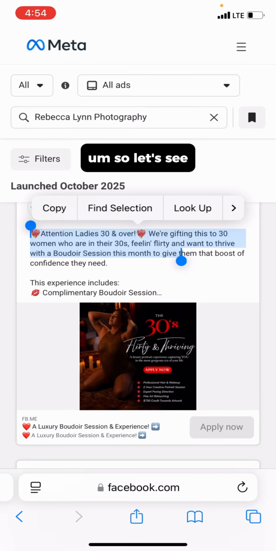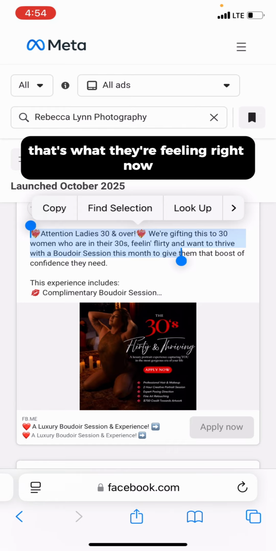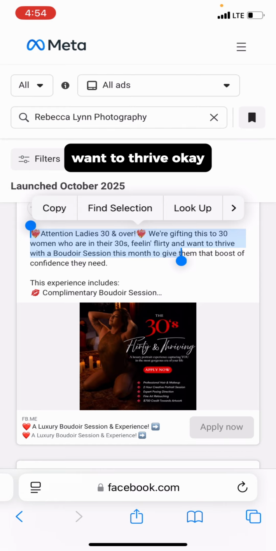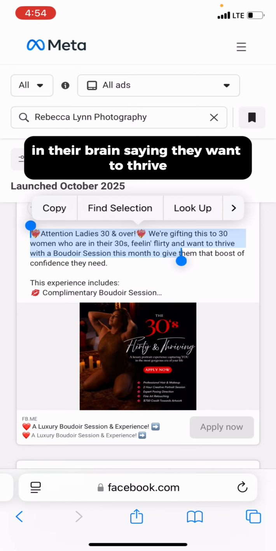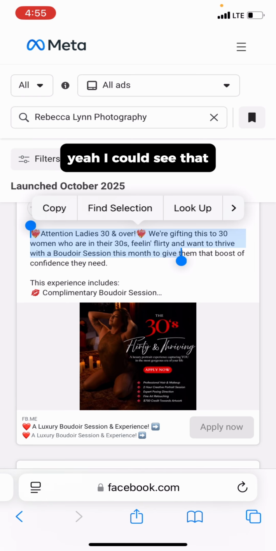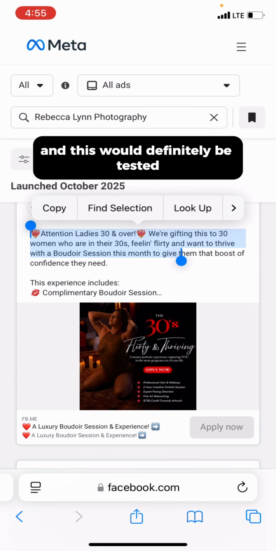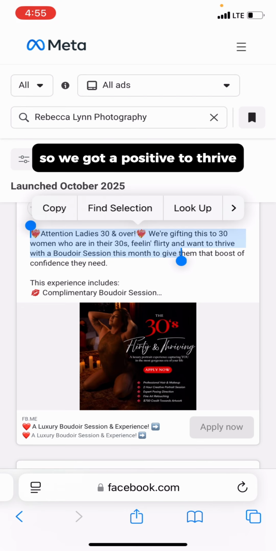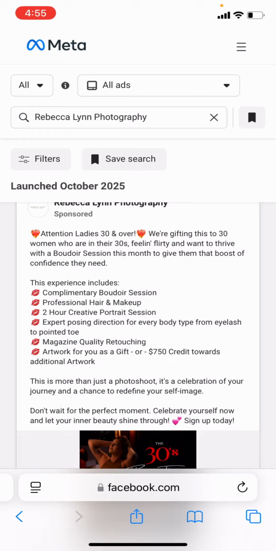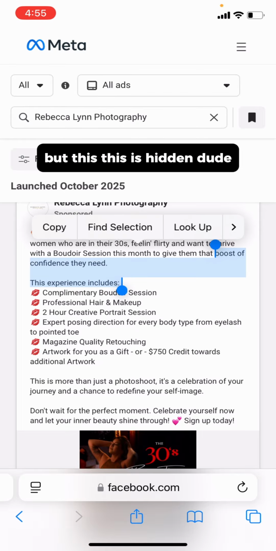So let's see. Feeling flirty. Well, that's not what they want. That's what they're feeling right now. Want to thrive. Okay. Are there women in their brain saying they want to thrive? Yeah, I could see that. And this would definitely be tested to see which ones we put up here. Yeah, so we got a positive. To thrive with a boudoir session. Boosted confidence. Yeah, that's a positive, but this is hidden.